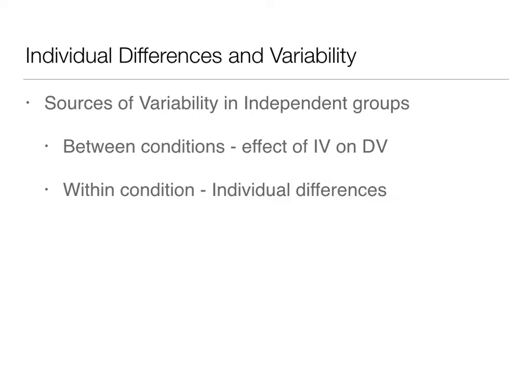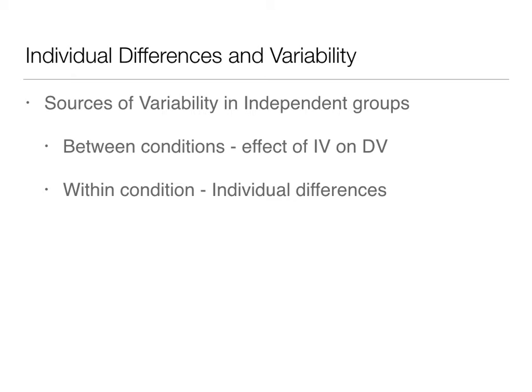We can also have sources of variability within the condition, and this is where those individual differences come in. We've got different people in each condition, and those people will differ from each other. So you have Joe and Sally and Sam in one condition, and you have John and Charlie and Suzanne in another condition. Those are 6 different people, and those 3 people in condition A are going to be different than those 3 people in condition B. And that creates these individual differences.